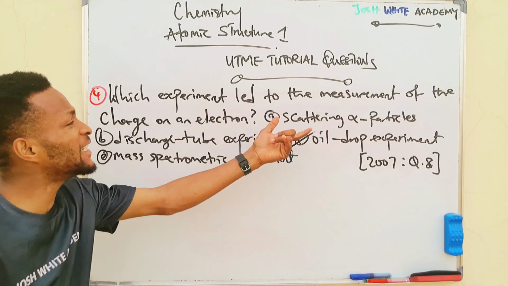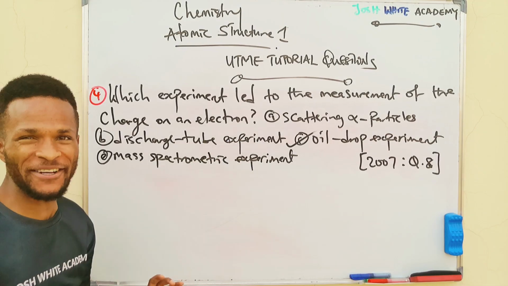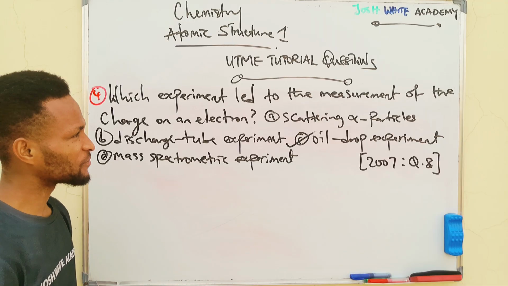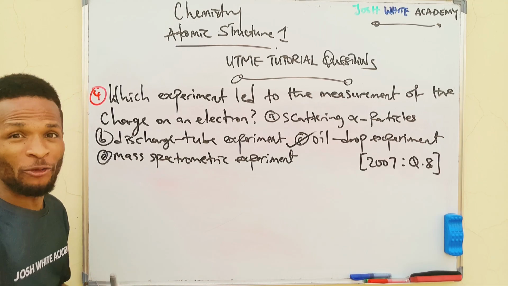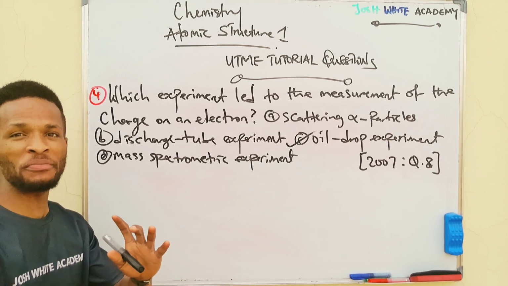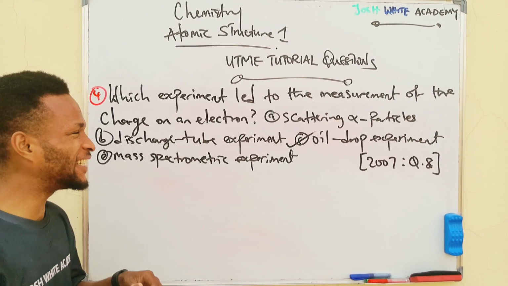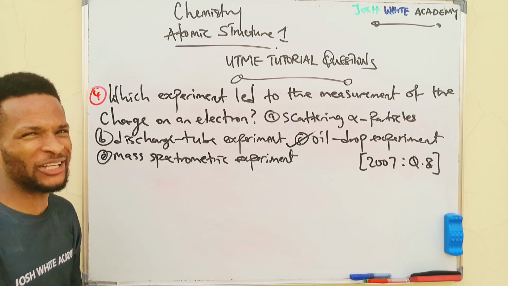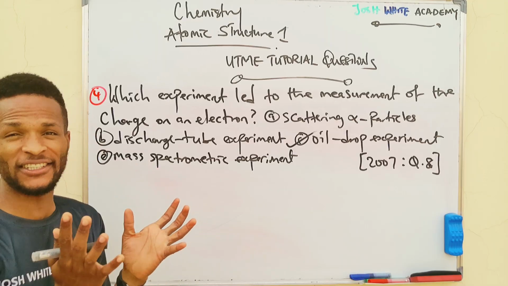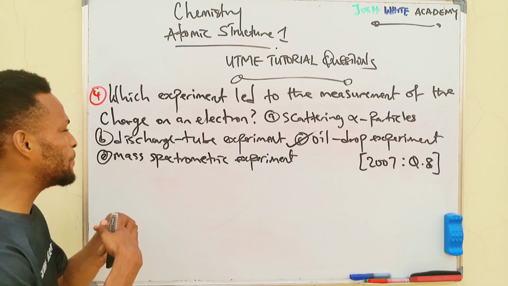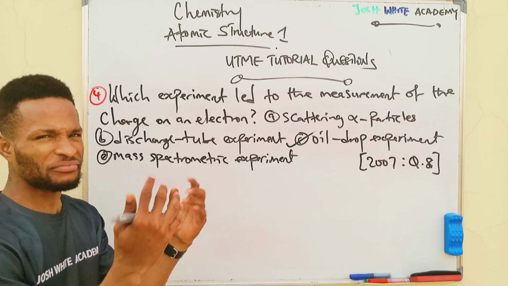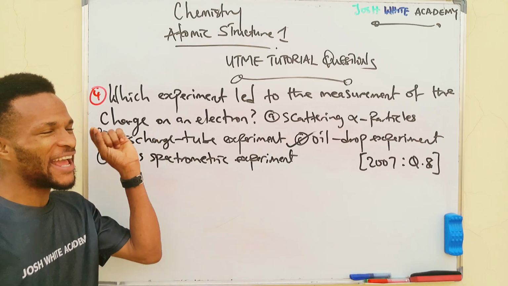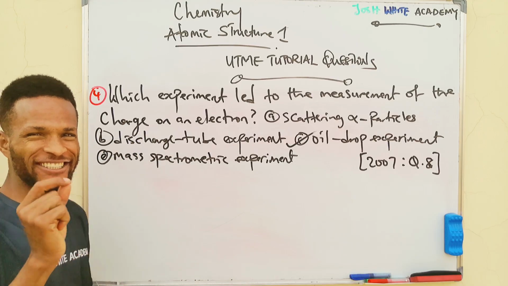C. Scattering alpha particles was conducted by Ernest Rutherford with other two scientists, as earlier mentioned. Discharge tube experiment was the second experiment J.J. Thomson did, where he discovered proton after he did the cathode ray tube experiment. And mass spectrometric experiment was carried out by Aston in the early 20th century, that's around 1919, where he measured the relative atomic mass of elements. So our answer is what? Oil drop experiment. So let's take the last question.